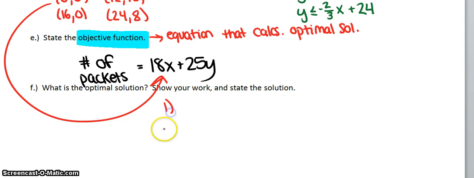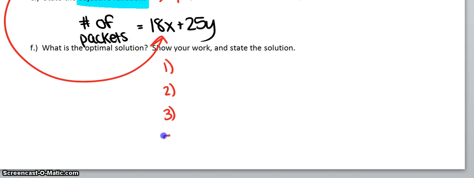So what I want you to do is plug in all 4 points to the objective function and figure out how many packets would be produced for those values. I'll come back with the answer.